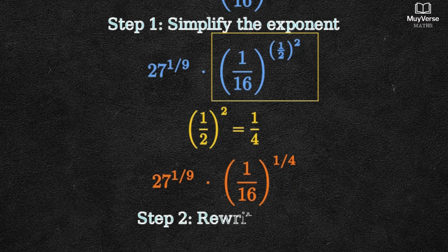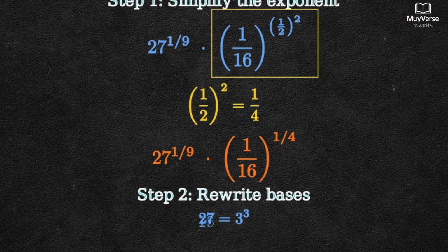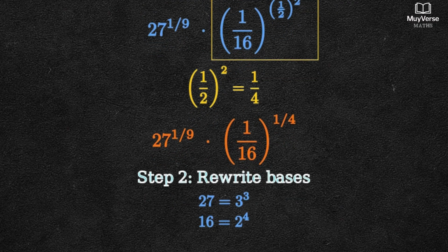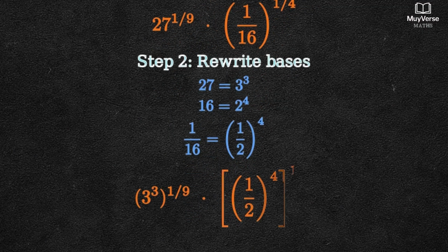Step 2. Rewrite the bases using prime powers. 27 equals 3 cubed. 16 equals 2 to the 4th. Therefore 1 over 16 equals (1/2) to the 4th. Plug these into the expression.